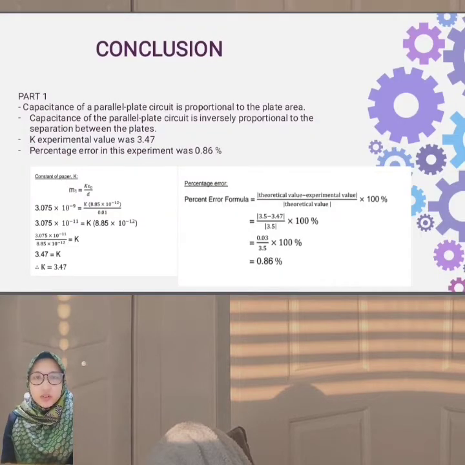Okay, for the conclusion of part 1, we found that the capacitance of a parallel plate capacitor is directly proportional to the plate area, and the capacitance of the parallel plate capacitor is inversely proportional to the separation between the plates. The experimental value of the dielectric constant in this experiment is 3.47 with the calculation below, and the percentage error in this experiment was 0.86% with the calculation below. I think that's all for the part 1 experiment.